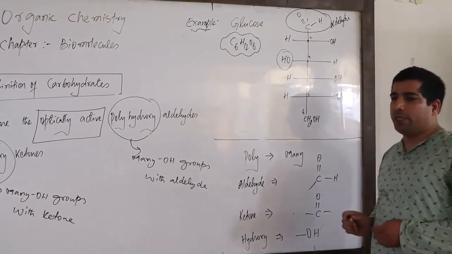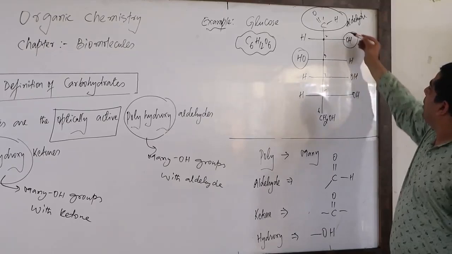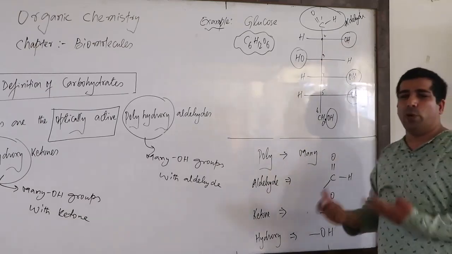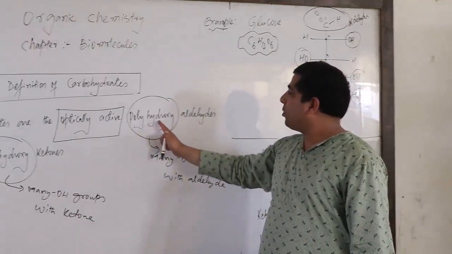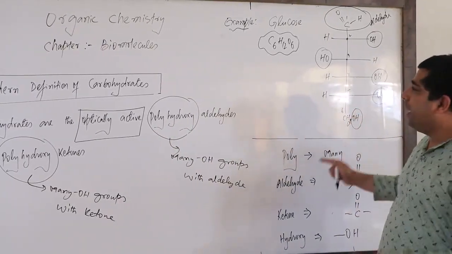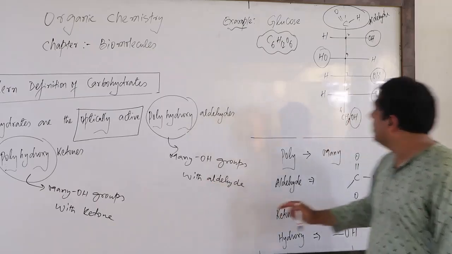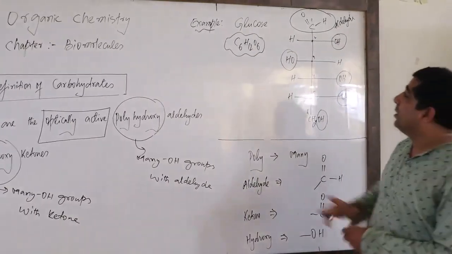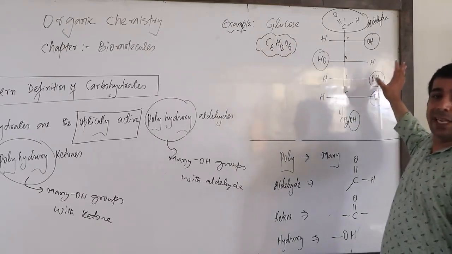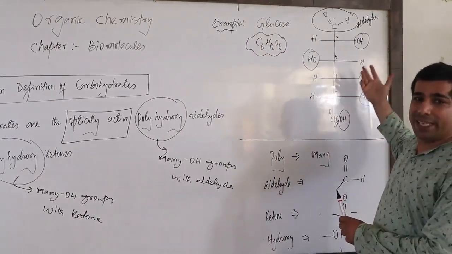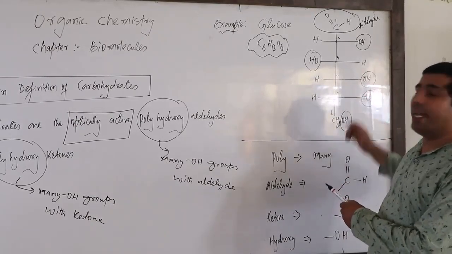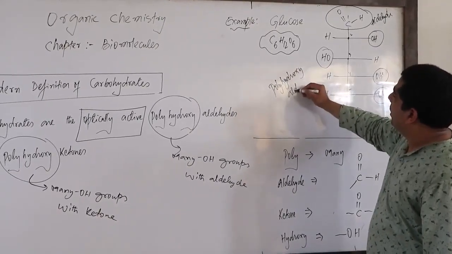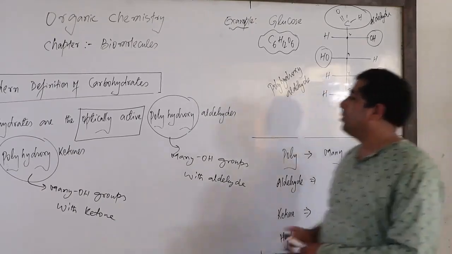Now my dear friends, if you look, it does have OH, OH, OH, OH and OH. 1, 2, 3, 4, 5. So it has many OH groups. So I will call it as polyhydroxy because it has many OH groups, and many OH groups with aldehyde. Aldehyde is also there. Who is having this? This is our glucose molecule. It has many OH groups in its structure with aldehyde. We call it as polyhydroxy aldehyde. So glucose is polyhydroxy aldehyde.